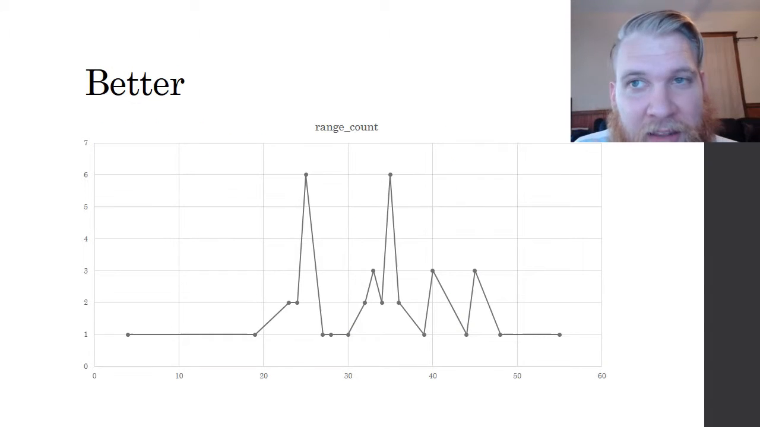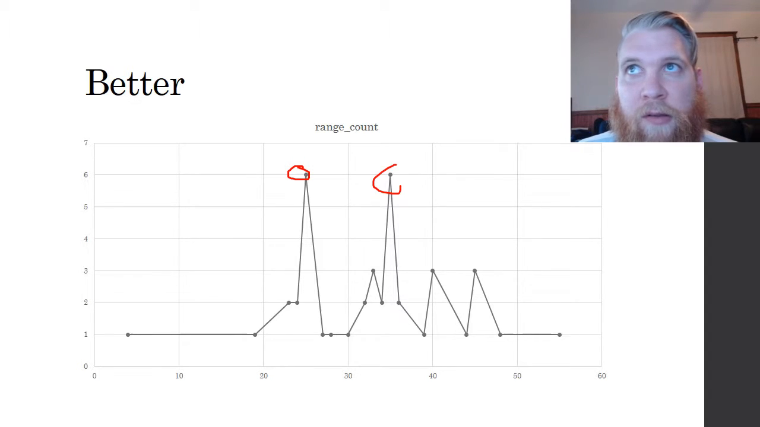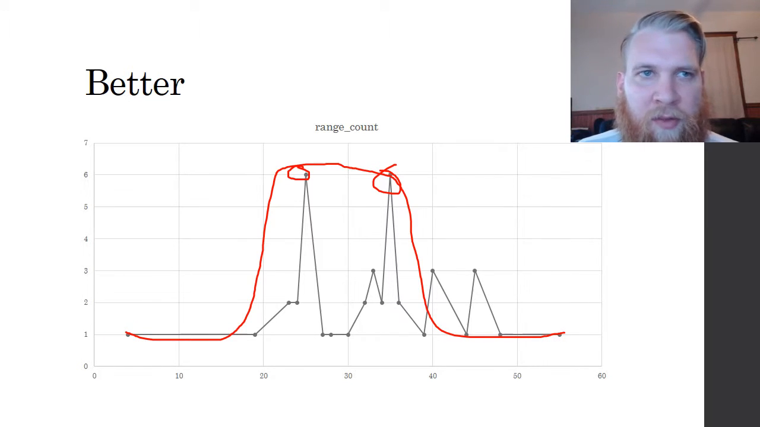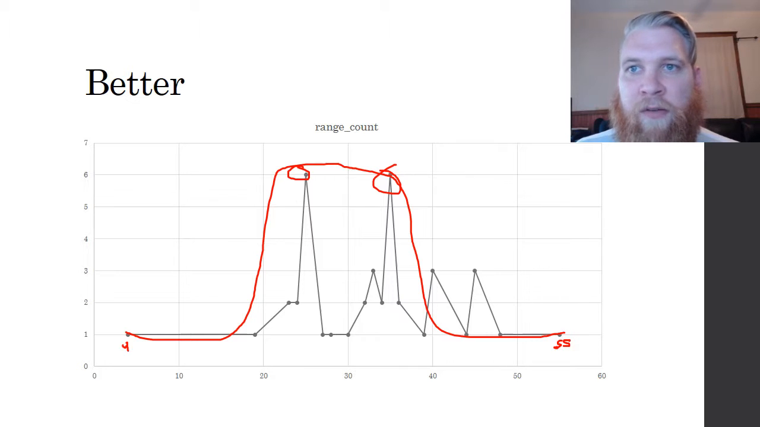Here's a slightly better way of displaying that information. We can see that there are spikes, and so our eyes are drawn up to the spikes, and I'll highlight those. And we can basically see that it's a normal distribution, that there's one person that makes only like $4,000 and there's one person that makes about $55,000, and everyone else is kind of towards the middle.